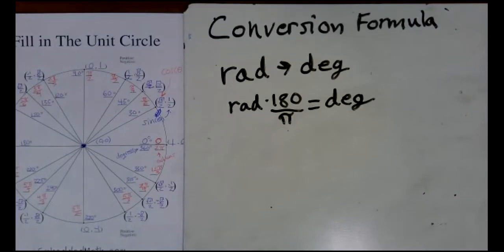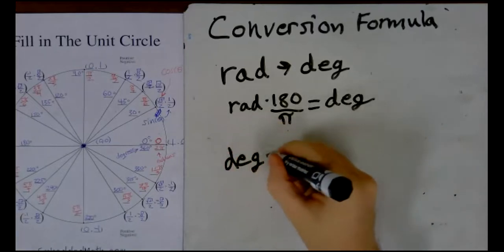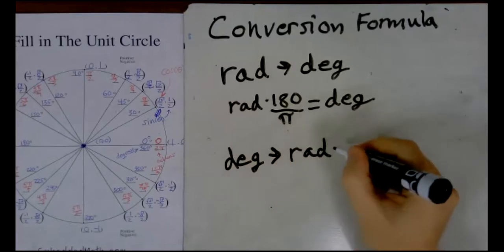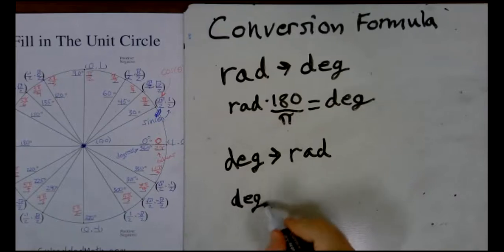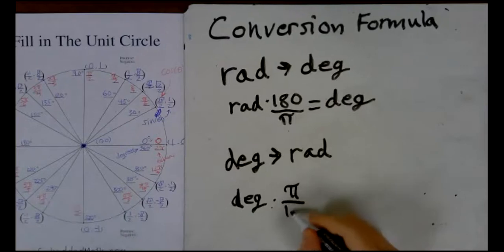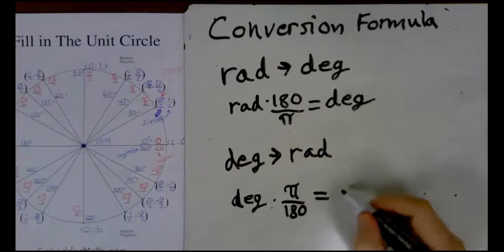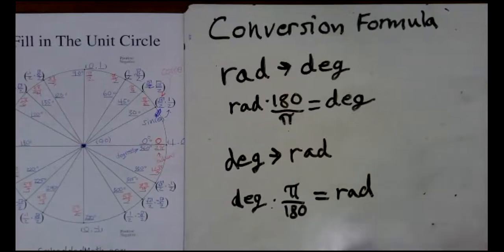To go the other way around, from degrees to radians, you take the degree measure and multiply by pi over 180. This will give us our radian measure. Easy as that.